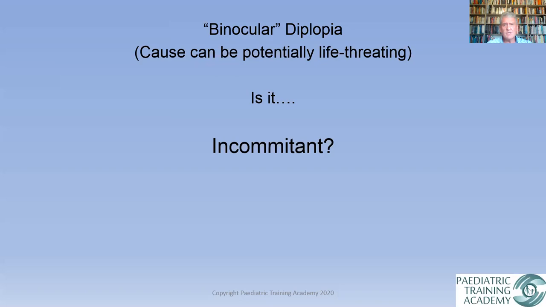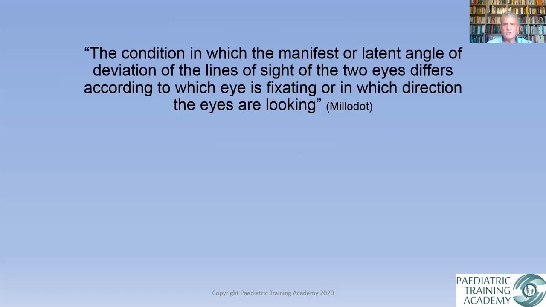So you have a patient come in with sudden onset diplopia, and you've now determined that it's not monocular, and you now need to figure out, is the cause of this binocular diplopia incomitance? So here's the definition of incomitance. The condition in which, and I'm not going to read it for you, you can read it yourself, but there are two things here that are important. The one is according to which eye is fixating and in which direction the eyes are looking.